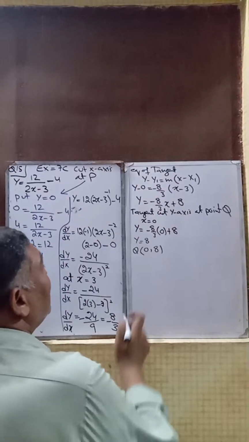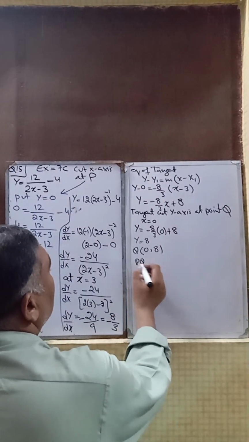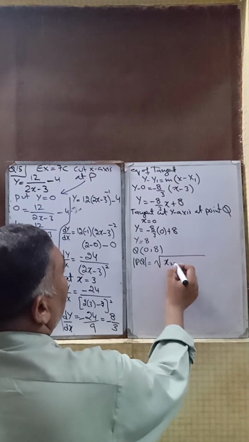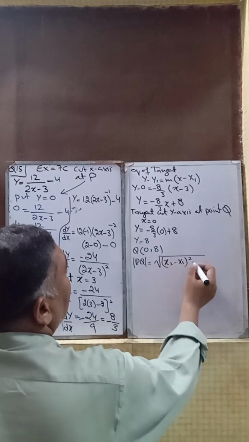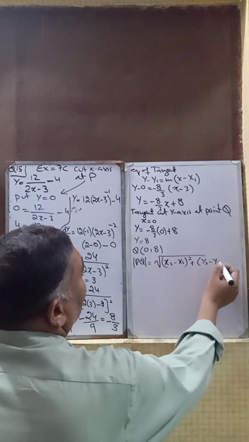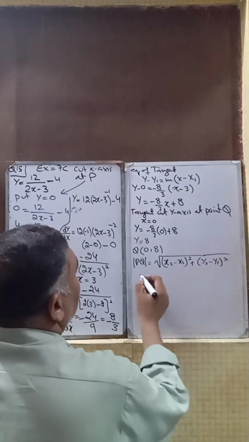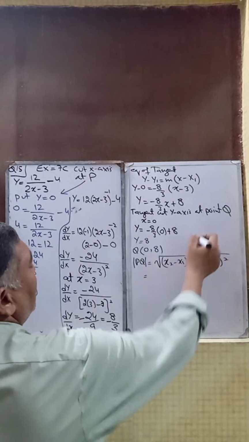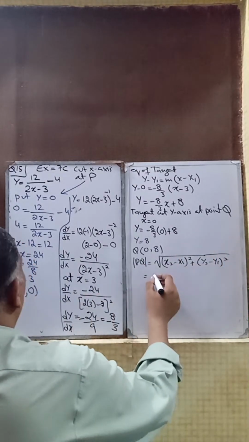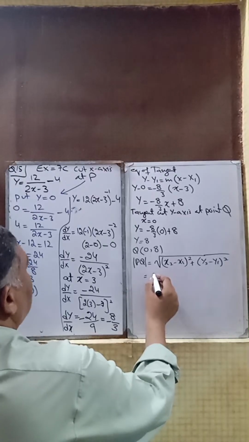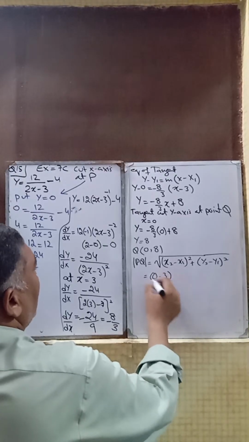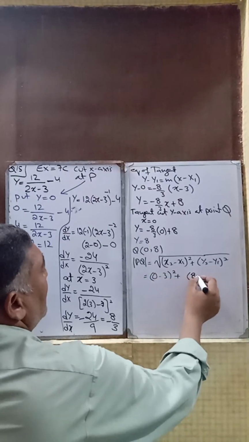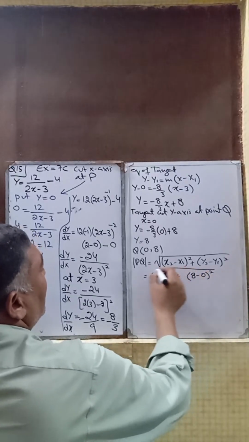Then they say find the distance between P and Q. They want me to find out the distance between the P and Q. You know the formula for the distance is the square root of (x2 minus x1) whole squared plus (y2 minus y1) whole squared. So, the point Q is (0, 8) and the point P is (3, 0). So this will become, let's say, 0 minus 3 and its square plus 8 minus 0 and its square, and a square root on it.